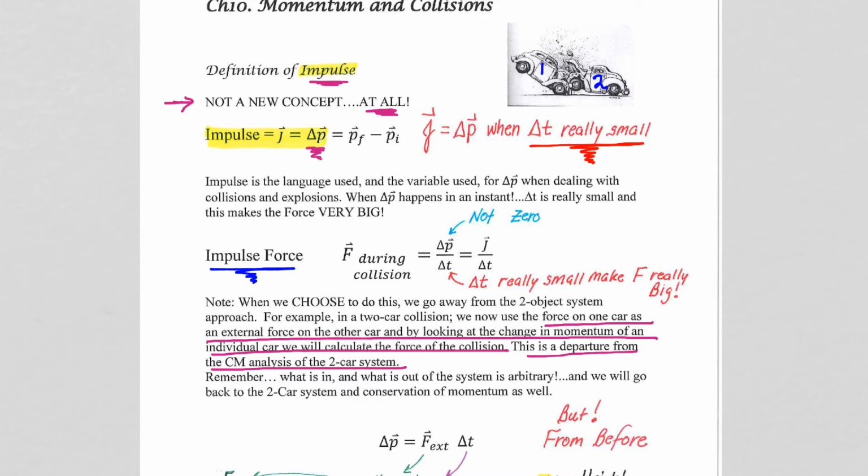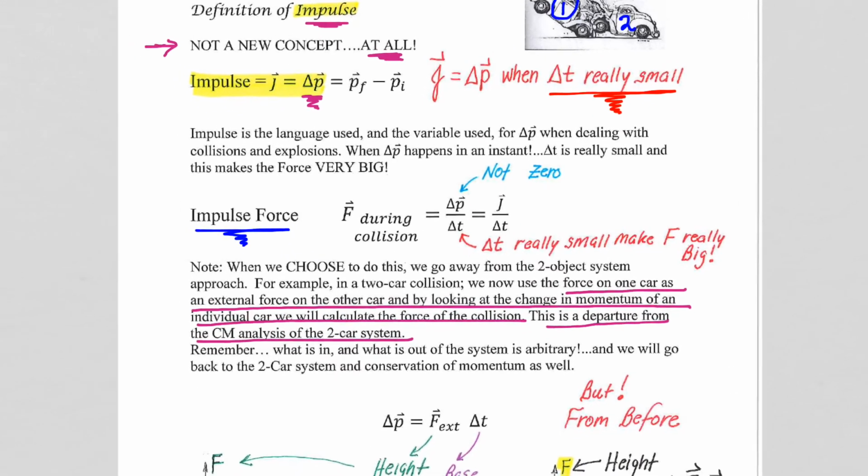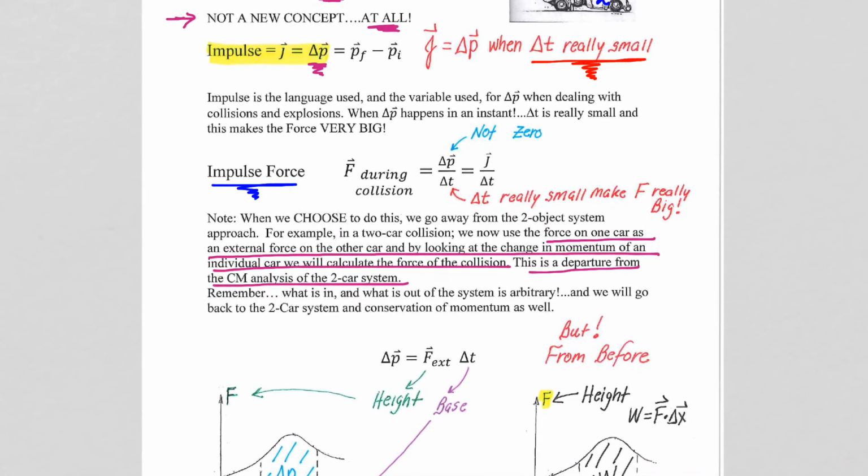When we are looking at the change in momentum of car 1, that comes about because of the force that car 2 exerts on it. Again, we are departing from our coupled system approach, and you will not have to worry about whether to do that or not. It will be specified clearly in the types of problems we are solving.